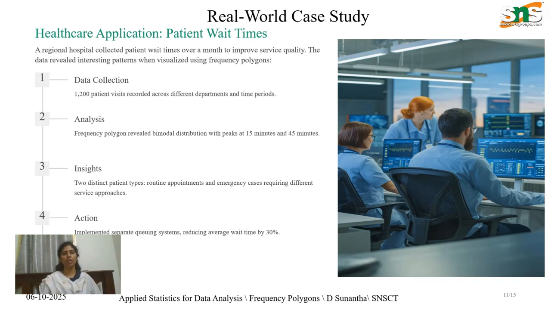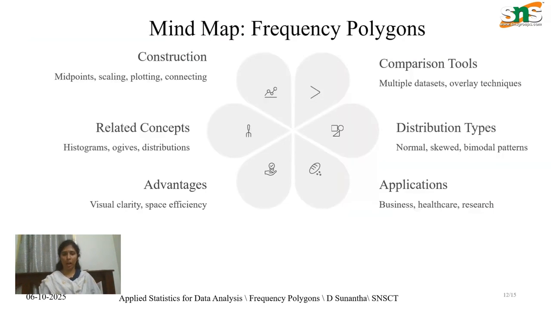Next is analysis. The frequency polygon revealed a bimodal distribution with peaks at 15 minutes and 45 minutes. Next is insights. The two distinct patient types, routine appointments and emergency cases, require different service approaches. Next is action, which implemented a separate queuing system, reducing average wait time by 30%.